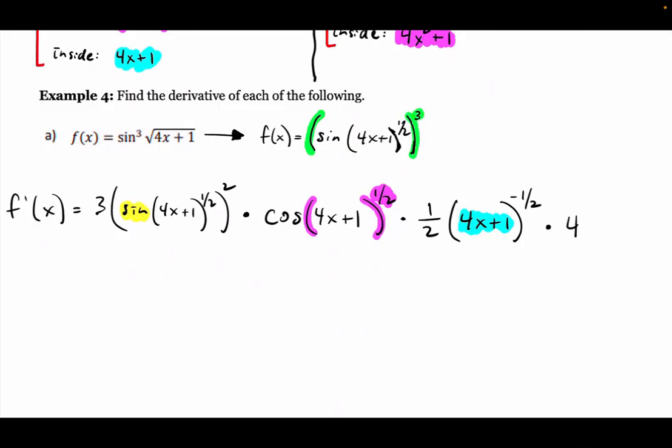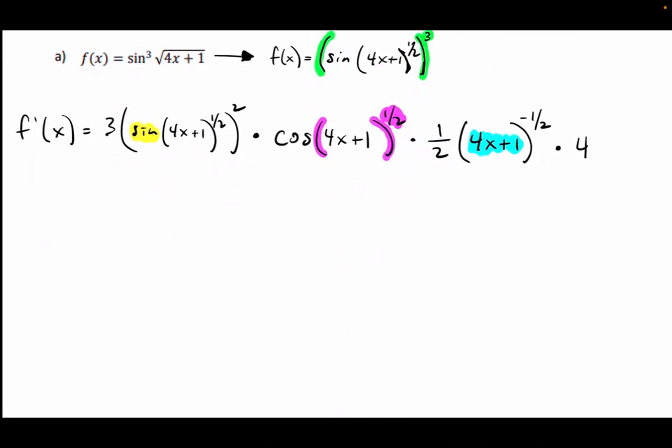If you can get to this spot, you're good. The next thing I'm going to do is clean it up. That's not calculus. That's just multiplying things. And so if you can get to this spot, that's where your goal should be. Okay? So how do I clean it up? How do I simplify? How do I do those things?